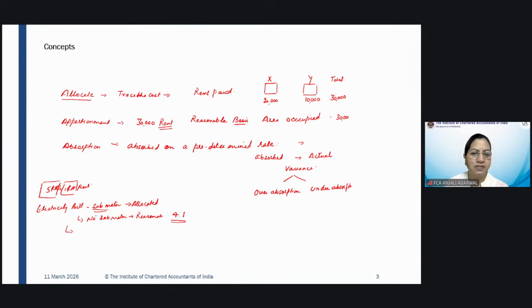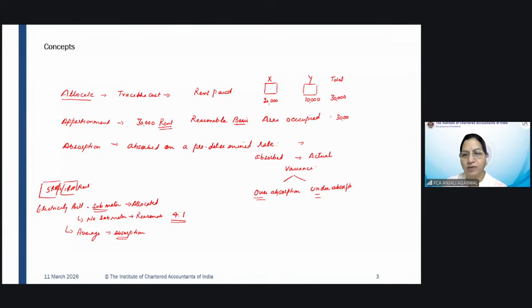And sometimes the electricity reading is not taken or something happens. Then the electricity department gives you a bill on the basis of an average. So that is absorption. The electricity department has applied this method. The electricity bill generated is on the basis of absorption. Whatever has been the predetermined rate in the past, an average is taken of that, and on that basis your electricity bill is generated. So in absorption, there can always be sometimes overabsorption, sometimes underabsorption.